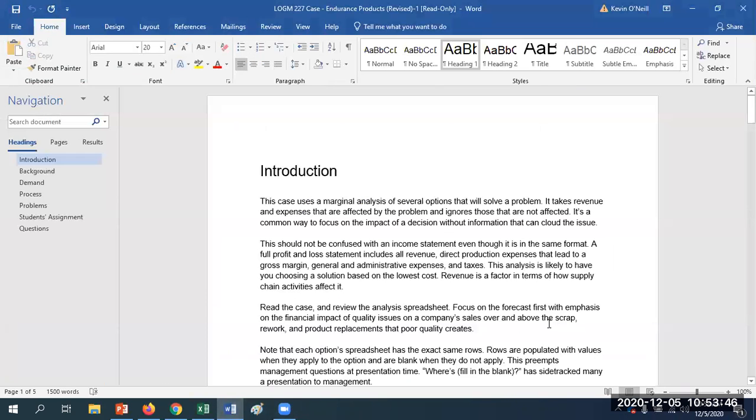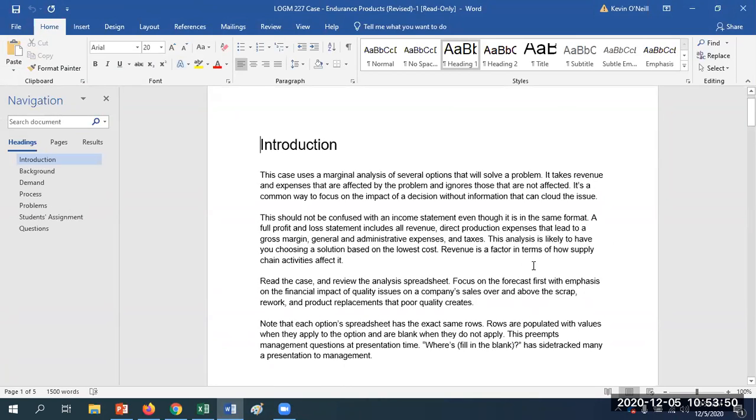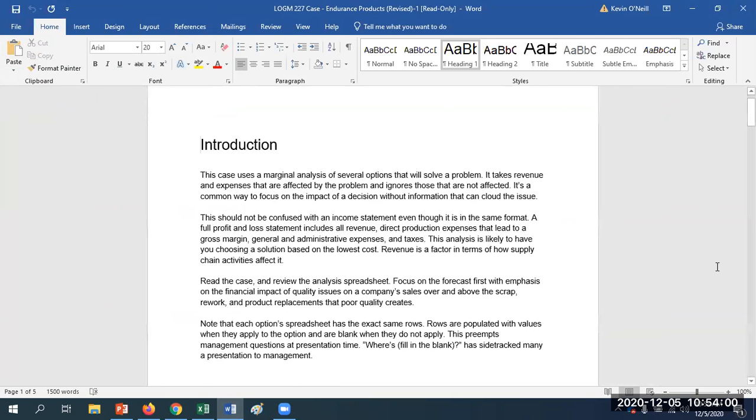Okay, so here's the way the case works. First of all, by means of introduction, this is a marginal analysis. So it's a financial analysis, but it's only on margins. Now, what does that mean? What it means is that we're only dealing with the cost and revenue items that are affected by this decision.